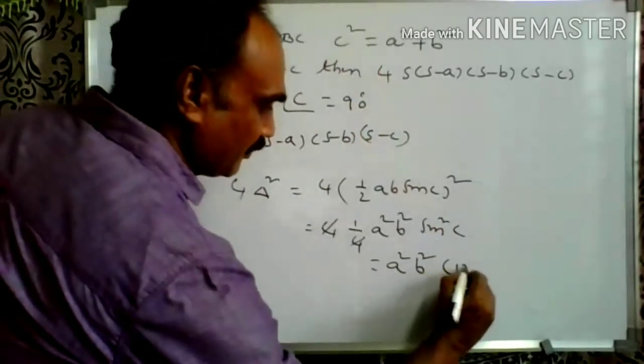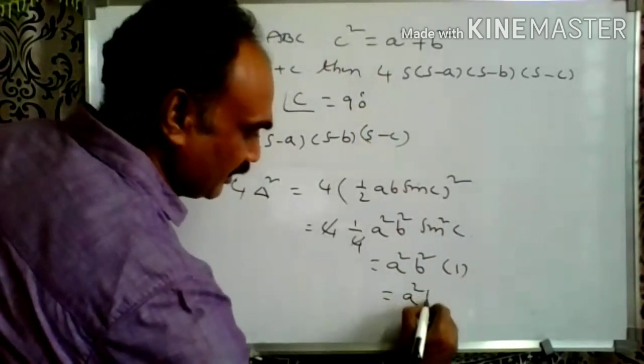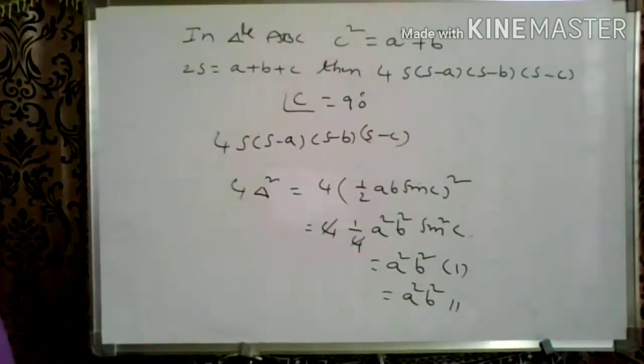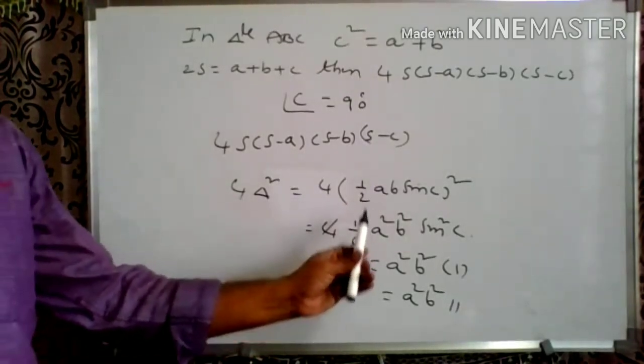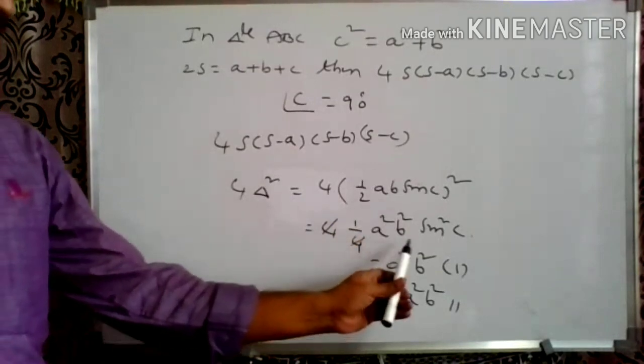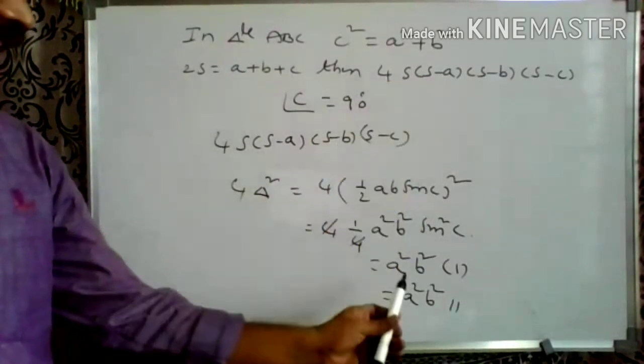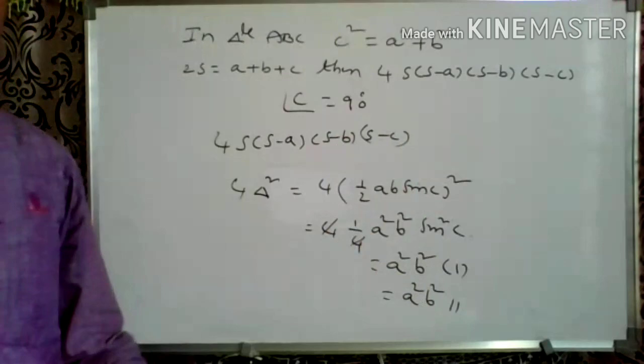Sin square 90 is 1. So that is equal to a square b square. Area is (1/2 ab sin C) whole square, which is 1 by 4 a square b square sin square C. C is equal to 90 degrees, sin square 90 is 1. A square b square.